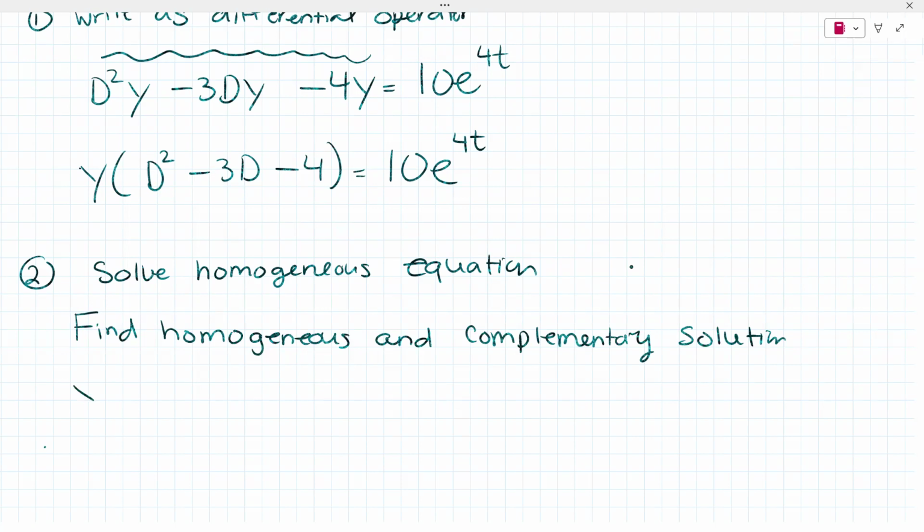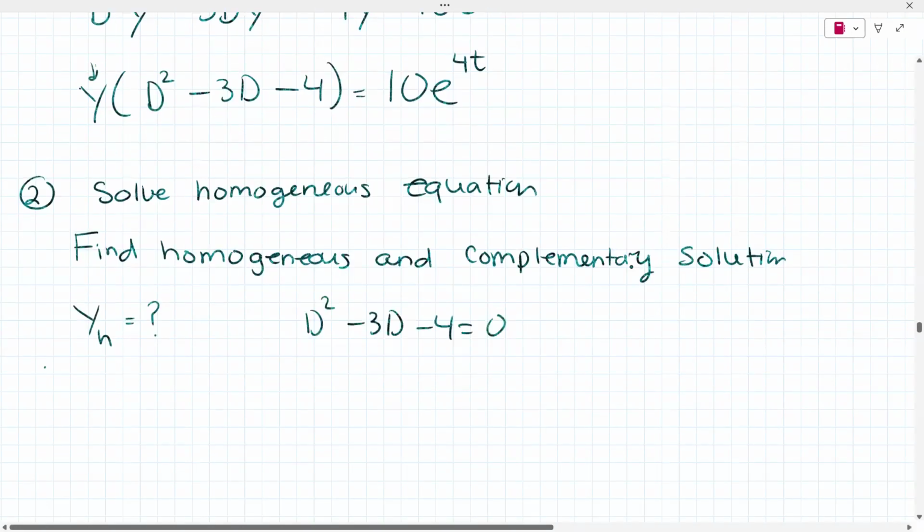What we've got to do is find the y_h, and we've got to set it as a homogeneous. So how do we set it as a homogeneous? We set the right side to 0. So basically, you could ignore this y because if you set the right side to 0, it cancels anyway. So really, it's just going to be D squared minus 3D minus 4 equals 0, right? So basically, I set the right side to 0, and I got rid of this y by dividing both sides by y.